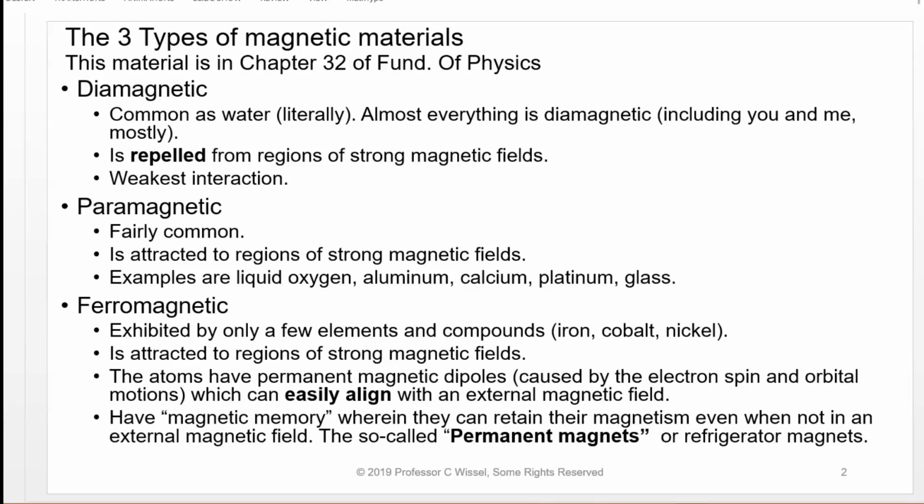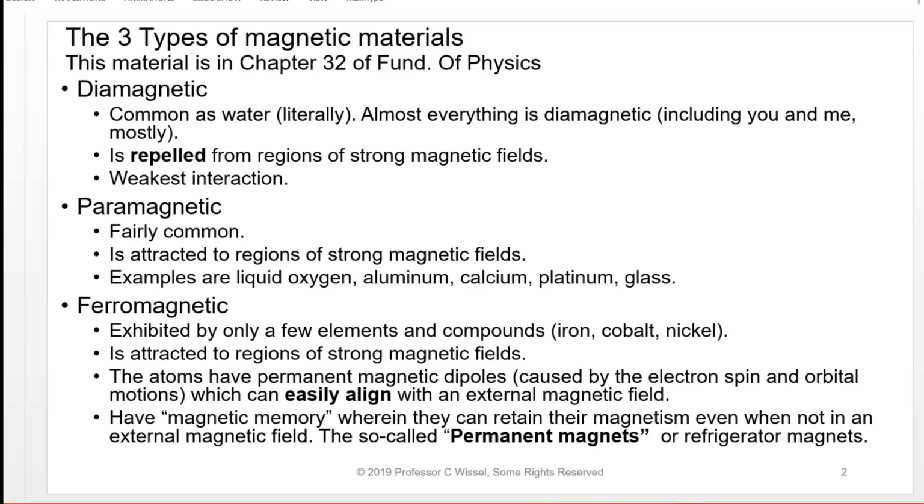Paramagnetic is fairly common. It's attracted to regions of strong magnetic fields, and examples are liquid oxygen, aluminum, calcium, platinum, and glass. Ferromagnetic material is the kind of thing we think of as being magnetic. This is exhibited by only a few elements and compounds such as iron, cobalt, nickel, neodymium, rare earth. This is attracted to regions of strong magnetic fields.